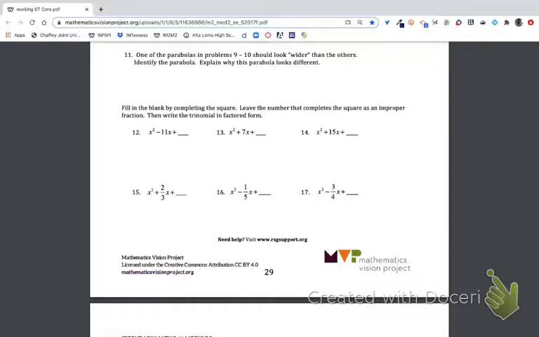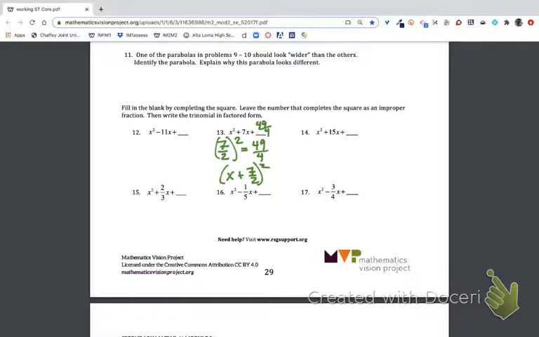So what we'll do is we will take our b value and cut it in half and then square it. So 7 times 7 is 49, 2 times 2 is 4. So you know that my c term for number 13 is 49 over 4. Writing it in factored form, you would get x plus 7 over 2 squared. Where did you get the 7 over 2? From right here.